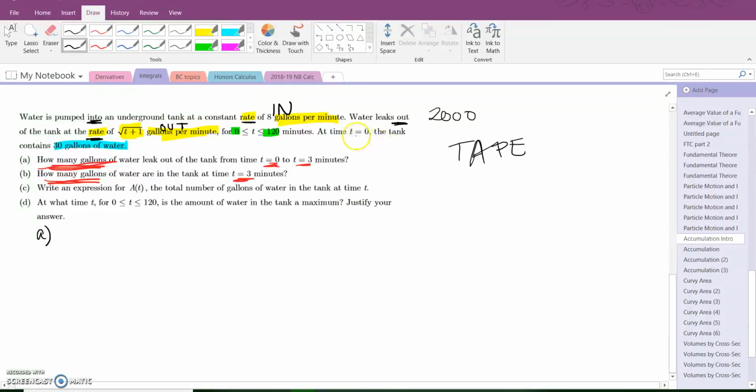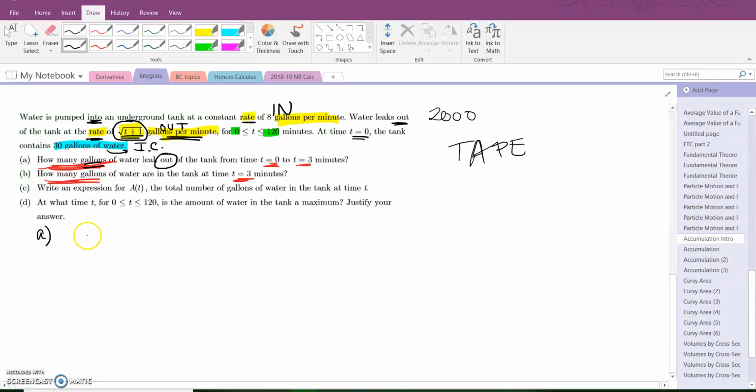And here's my initial condition. Ready? At time 0, I have 30 gallons per hour. Initial condition. Okay, so they're saying how many gallons of water leak out of the tank in the first 3 minutes. Now look, this is out, and the out function is this, but this is in gallons per minute, and I just want gallons. So how can I turn this into gallons? How can I gallonize it?